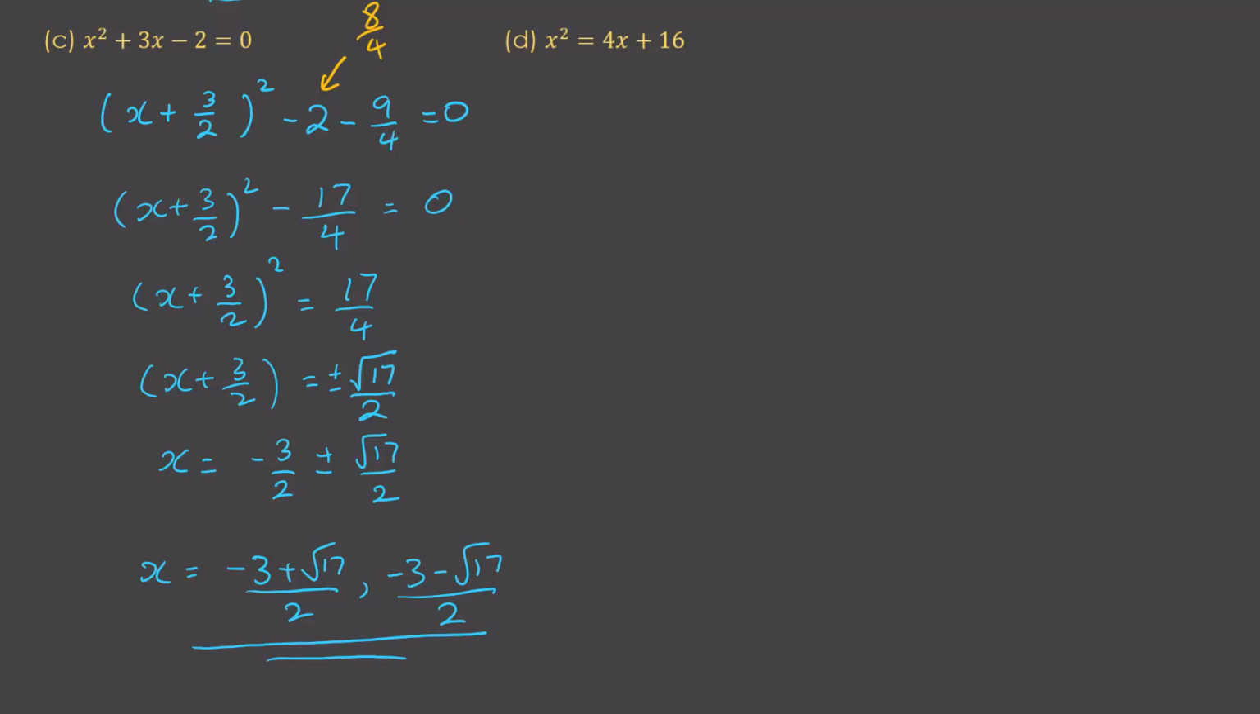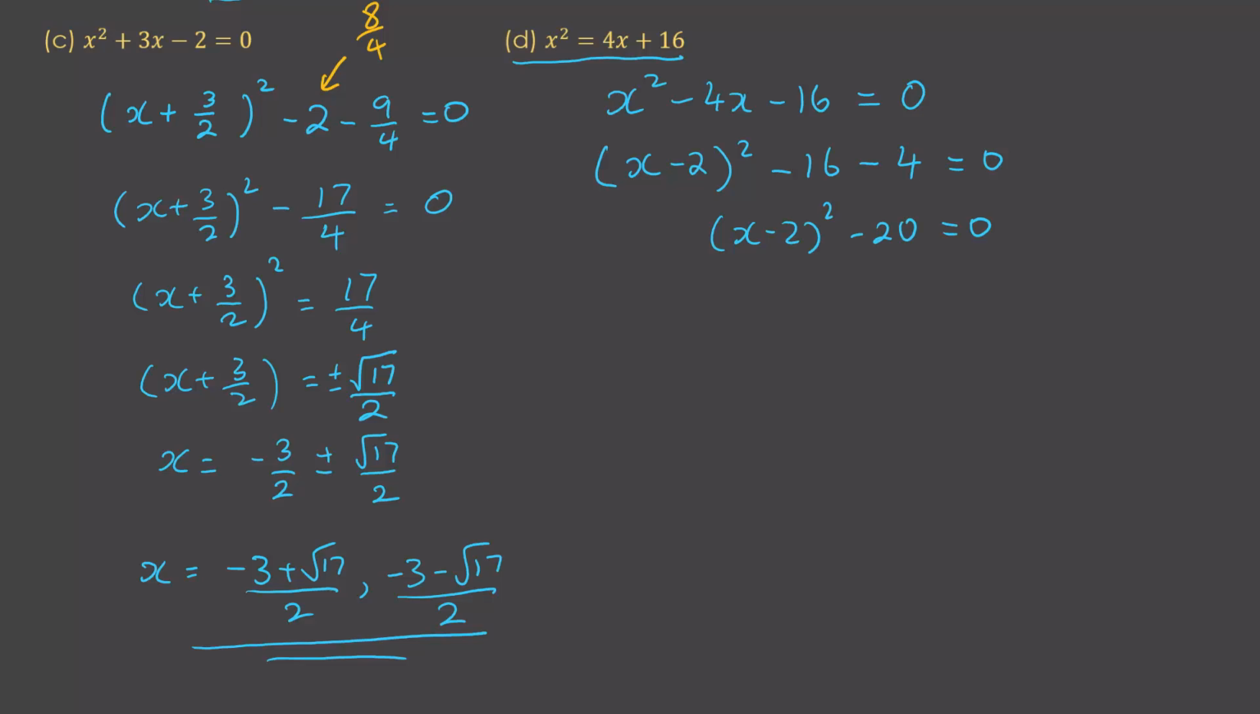Finally, we need to rearrange this one first. So subtract 4x from both sides and subtract 16 from both sides, and we get this. And then complete the square. So I'm going to get x. Half of negative 4 is negative 2. And of course, I need to then subtract 2 squared. So I've got x minus 2 squared take away 20 equals 0. X minus 2 squared is then equal to 20.